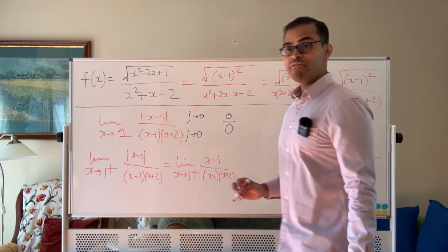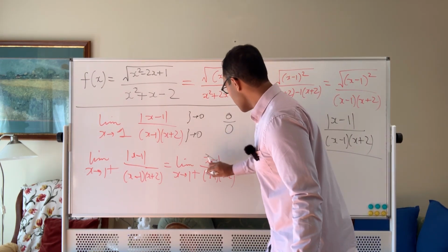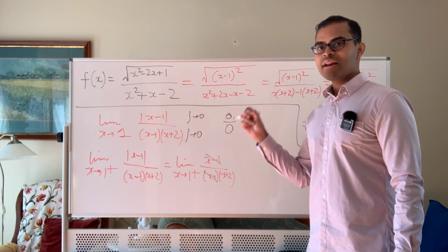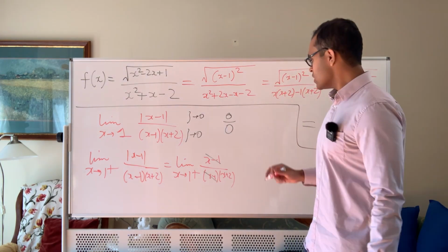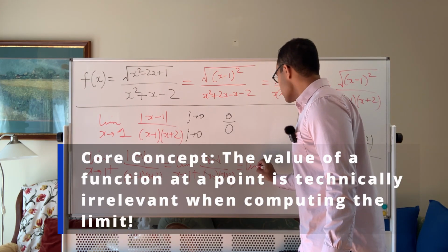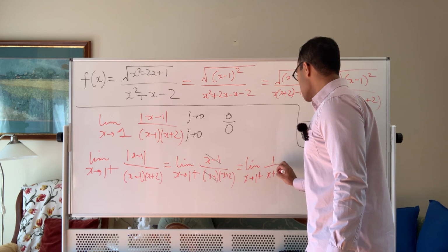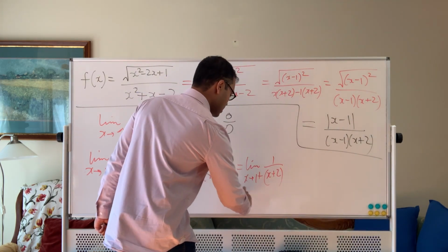We can cancel off the x minus 1s from top and bottom, because x is not 1. X is approaching 1, but it's not 1. Limits only care what happens near the point, not at the point. So here we can just say this is the limit as x goes to 1 from the right-hand side of 1 over x plus 2. So cancelling off something non-zero on top and bottom, because it's a limit, this is just going to equal 1/3.